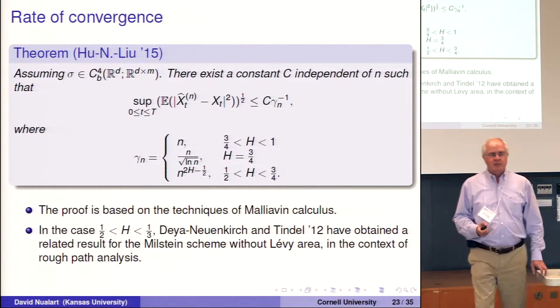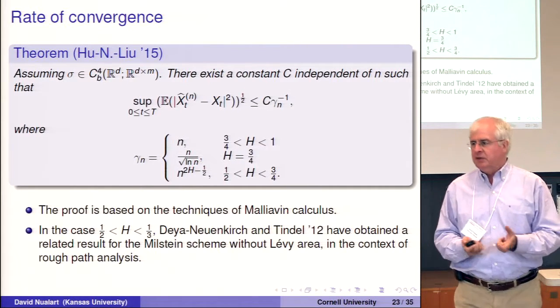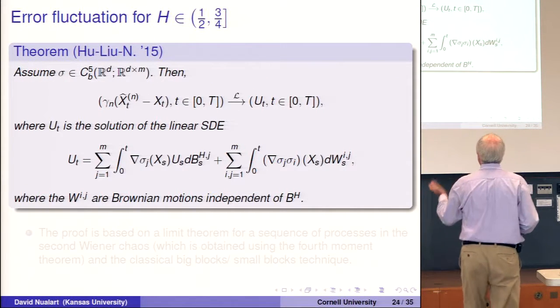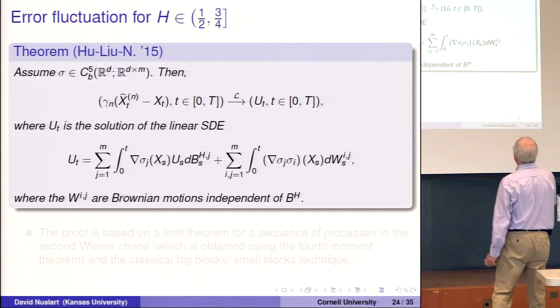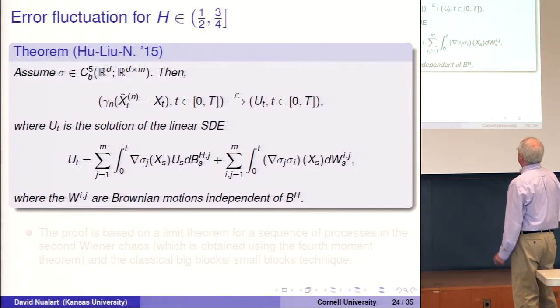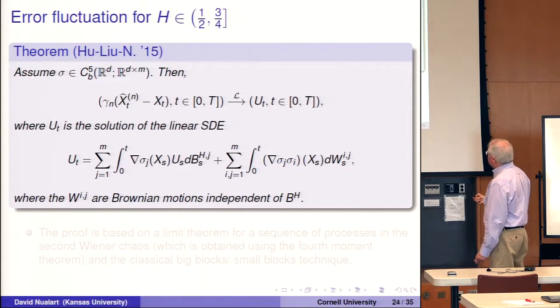And then after this, we said, well, is this sharp? So can we obtain results on the fluctuation of the error? And the answer is yes. And then the result depends on whether h is bigger than 3/4 or less than 3/4. So when h is between 1/2 and 3/4, you take the difference between xt and the approximation, you multiply by this gamma n, and then this converges in law to u, and u is a solution of a linear stochastic differential equation where there is a part driven by BH, and then there is another part driven by an independent Brownian motion.